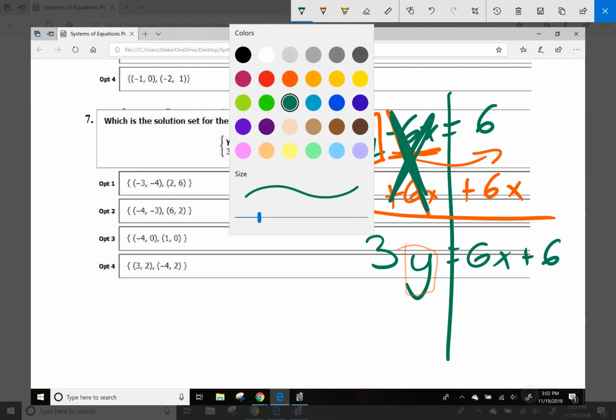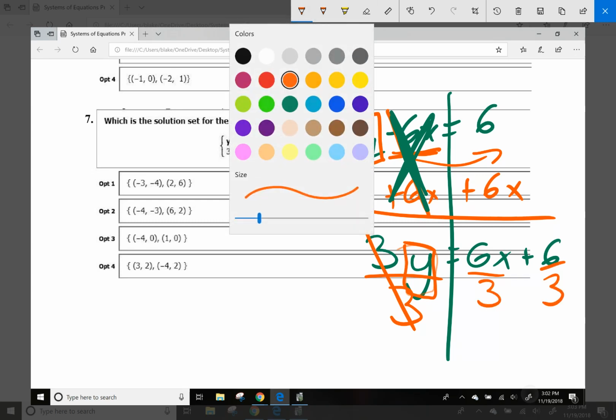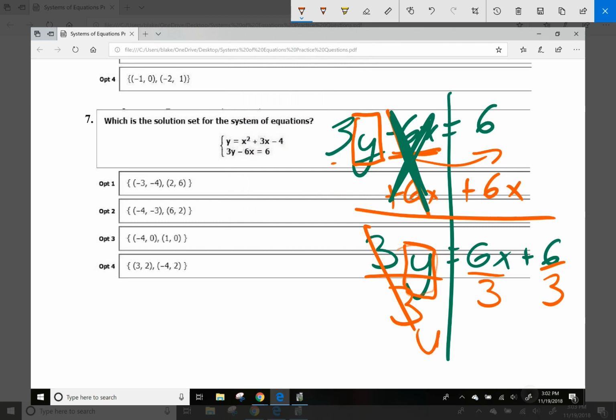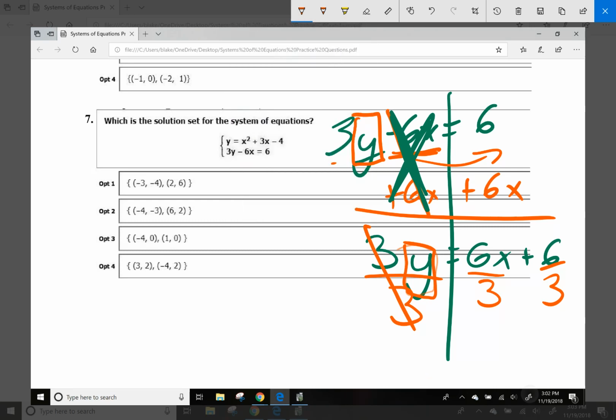So to get rid of this 3, I'm going to divide by 3. There's my y. Divide by 3 to get rid of the 3. That's going to divide everything by 3, so this is going to be y all by itself with that 3 gone. Changing colors is so hard sometimes. There you go, the y all by itself. Now 6x divided by 3 is going to be 2x, and the other 6 divided by 3 is also going to be 2. So 2x plus 2.